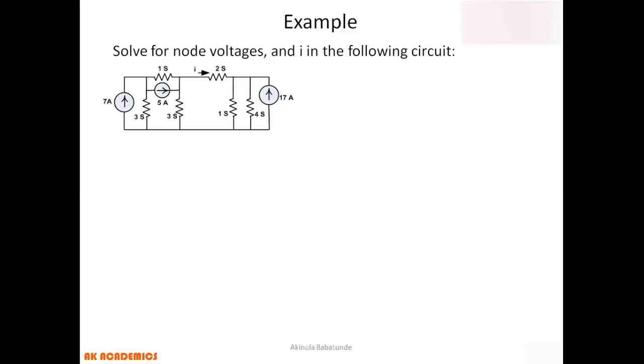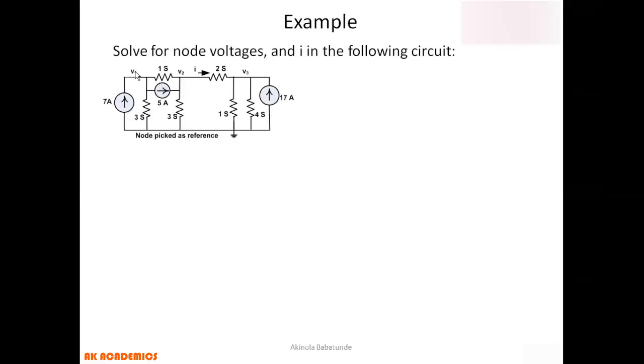Usually the reference node is the one with many branches. So what you will find out is that the reference node is going to be somewhere at the bottom. You can pick this as our reference node. So here we have our reference node, which is our ground node, by the way. We have also identified the node here, V1, and another node here, V2.